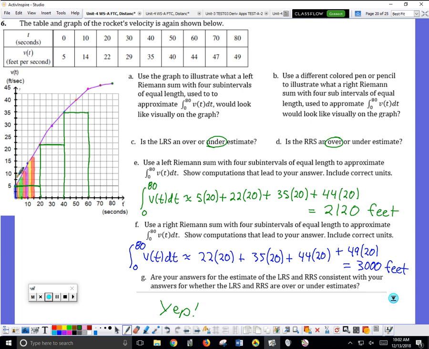And then when I go to, I'm probably going too slow, sorry. When I go to the right-hand Riemann sum, it's as though the area where the velocity is 22 for the first 20 seconds. So that's definitely an overestimate. And so these numbers are consistent with that in that this one is lower than that one. That's all. Not a great answer on my part, but did that help a little?